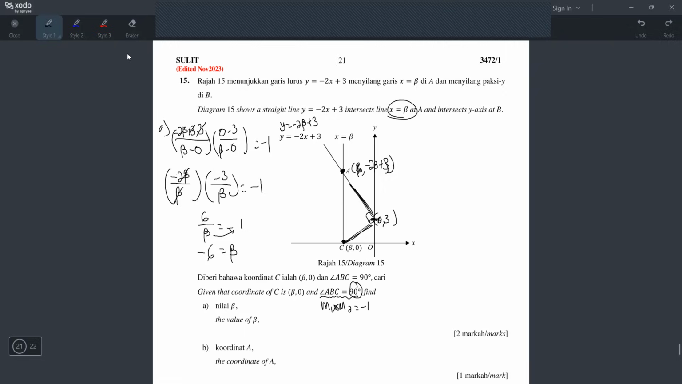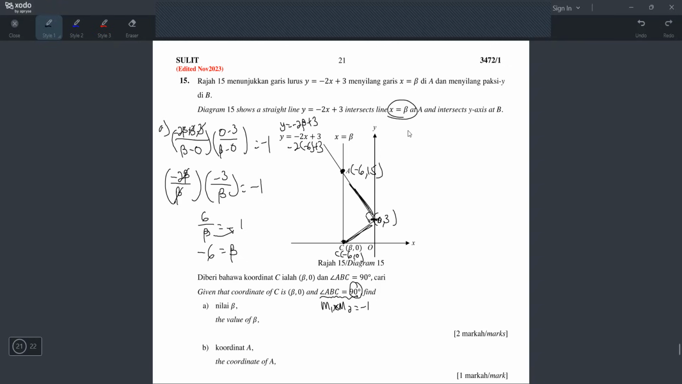So if the beta is -6, now you can update your diagram already. It means your point C is -6, 0, and this one is 0, 3, and you also know your point A already. What is your point A? The x coordinate is -6, and then the y coordinate is -2 times -6 plus 3, which is 15, right? Because -2 times -6 is 12, 12 plus 3, 15.